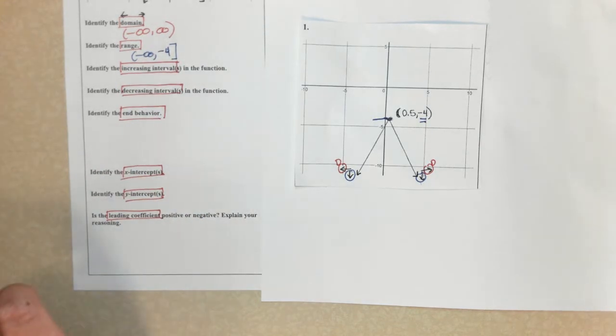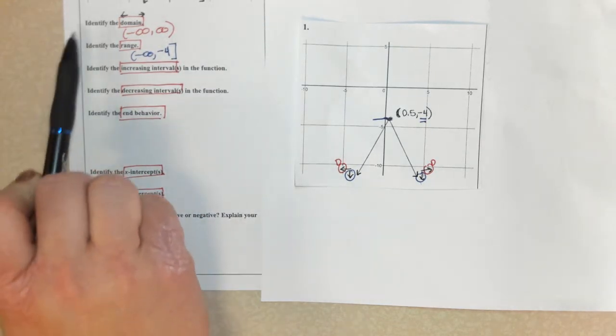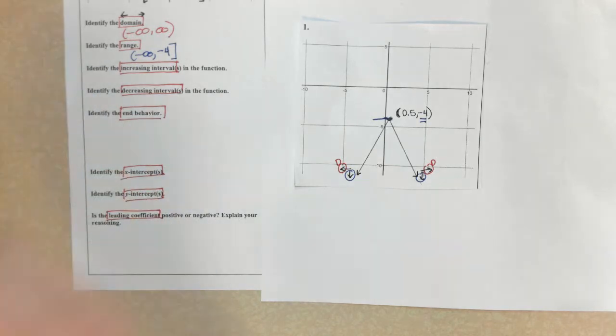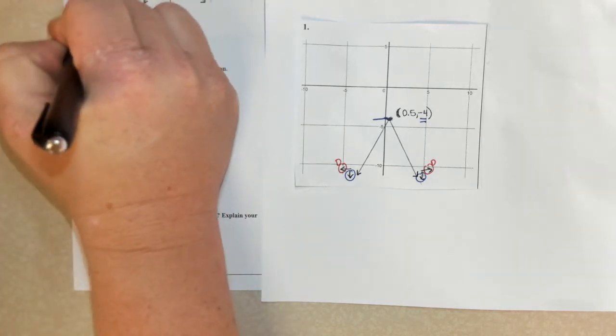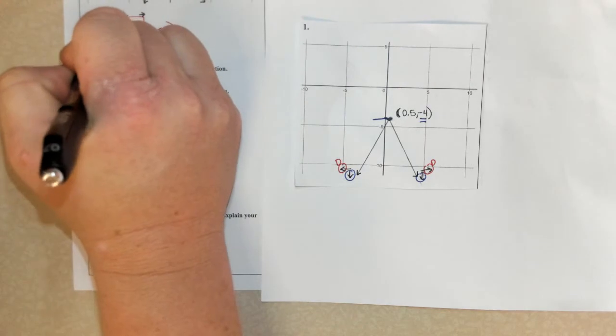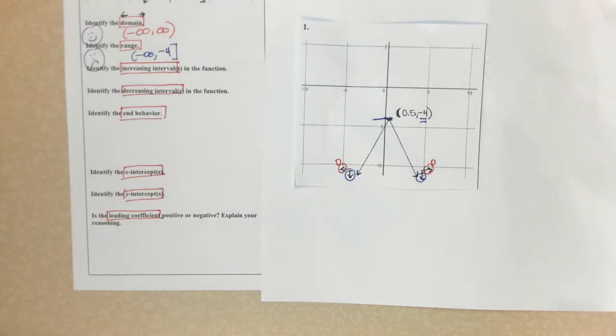Okay, please do a self-assessment right now. Next to each one of these, you're going to put a smiley face or a frowning face. An example, hey, I get domain, but I'm confused with range.